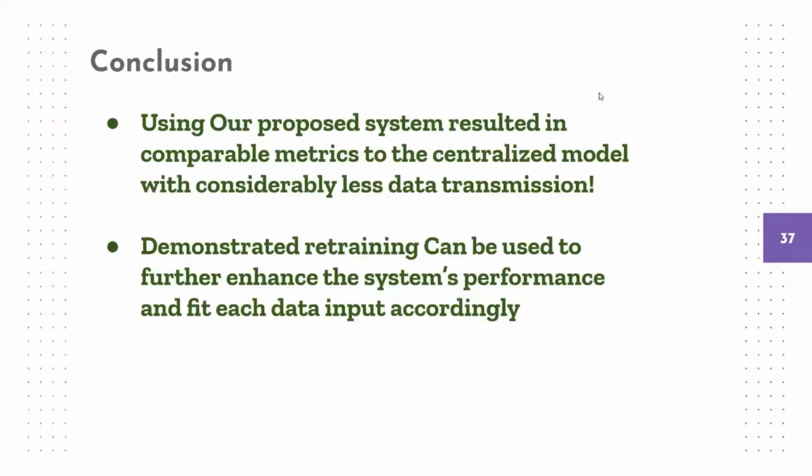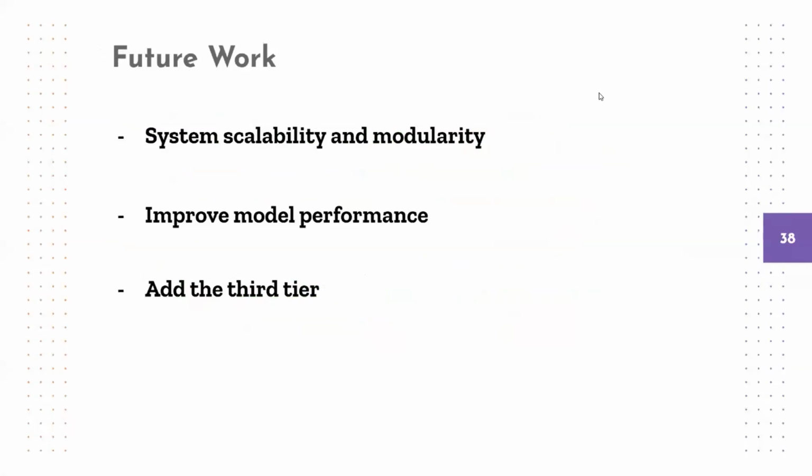And finally, for the future work, we thought of 3 things. Firstly, system scalability and modularity, to make the system modular, to add and remove any part of the system without affecting the performance. Also improve the model performance using maybe a different model that can detect important features, or using smarter feature engineering. And finally, adding the 3rd tier, which is the cloud tier, as we've said before. We removed that because of the hardware limitations that we had and redundancy, and maybe in the future we can actually implement that as well.